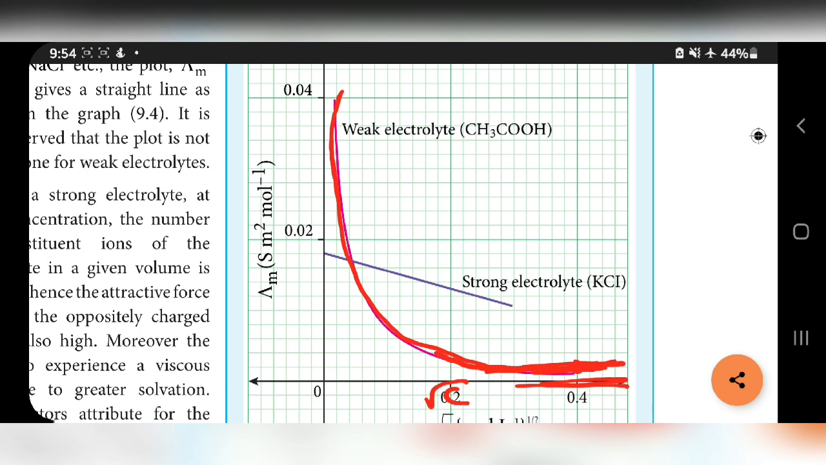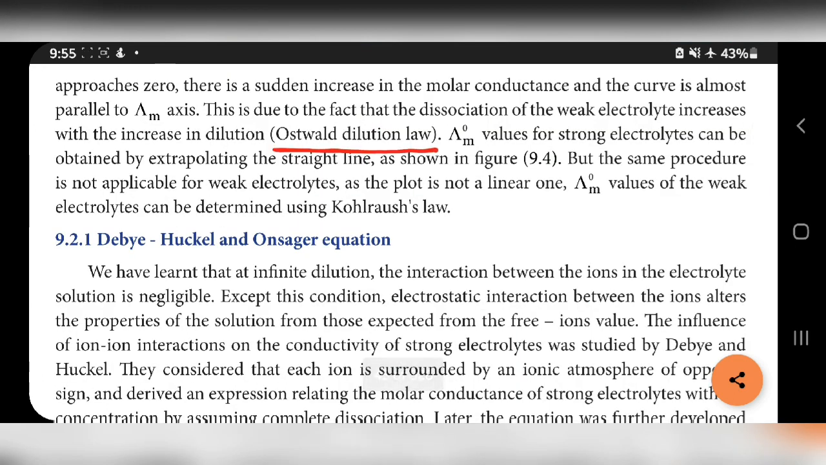When the concentration approaches 0, there is a sudden increase in the molar conductance and the curve is almost parallel to the y-axis, that is Λm. This is due to the fact that dissociation of a weak electrolyte increases with increase in dilution. So increase in dilution, dissociation increases, so molar conductivity also increases. This is called Ostwald's dilution law.